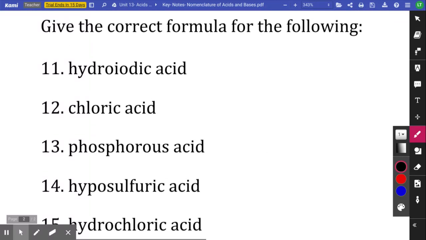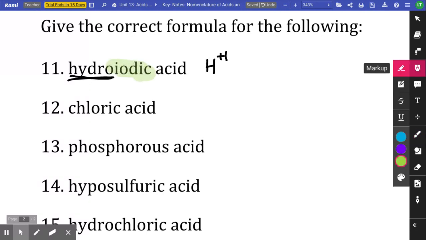So the first thing I need to figure out is, is this one binary or is it ternary? Basically, the easiest way to determine that is, does it start with hydro? Because all binary acids start with hydro. None of the ternary acids start with hydro. So this one starts with hydro, so we know it's a binary acid. It's going to be made up of 2 elements. Because it's an acid, we know that our first element is going to be hydrogen, and hydrogen always has a +1 charge. And then our second element is going to be iodine.